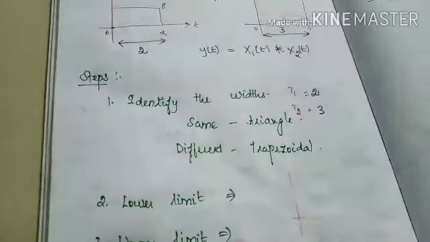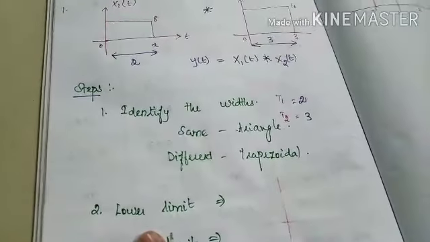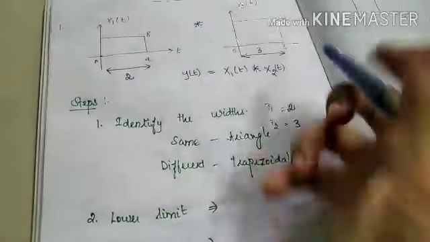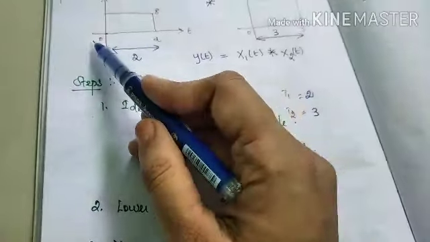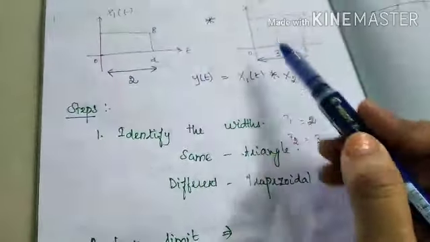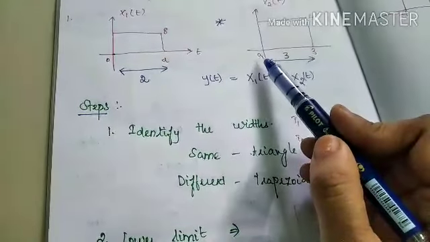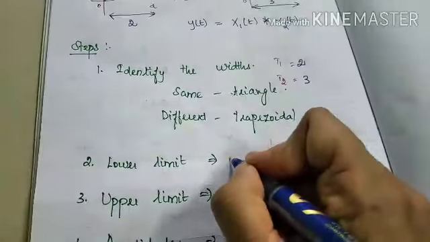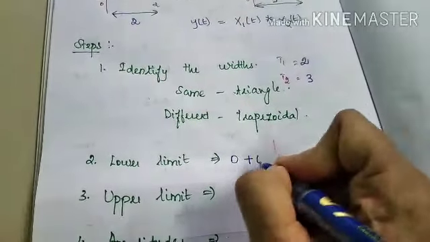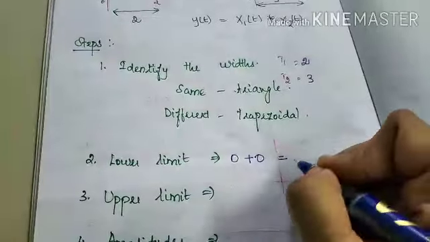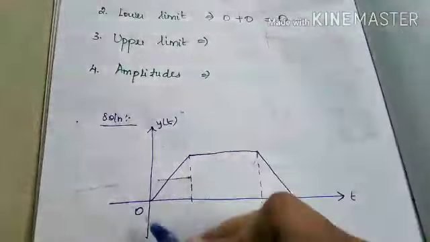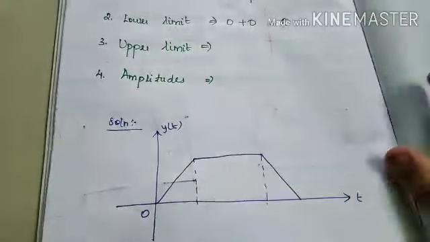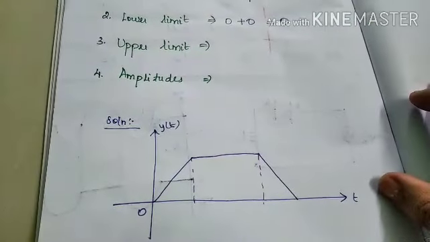First, the lower limit. How can we find it? What is the lower limit of the first input plot? It is 0. What is the lower limit of the second input plot? It is also 0. So the lower limit is 0 plus 0, which is equal to 0. So the lower limit of our output plot is 0. Have you all understood the second step?